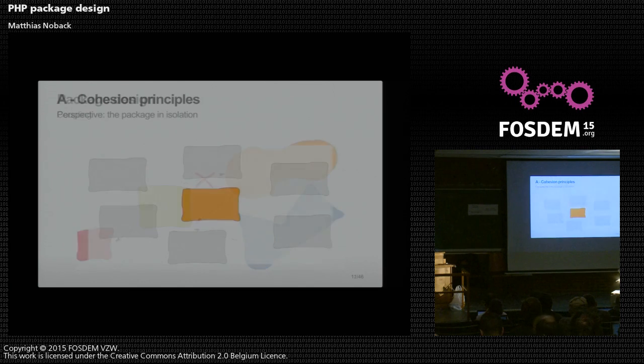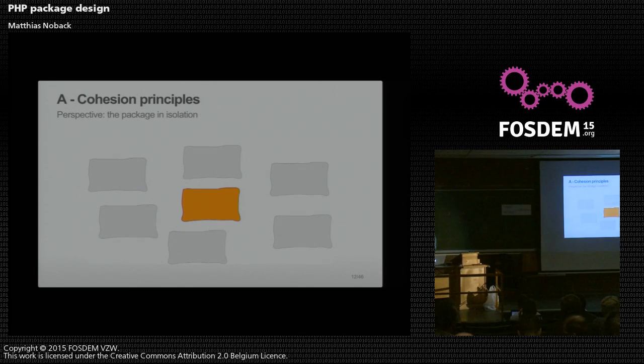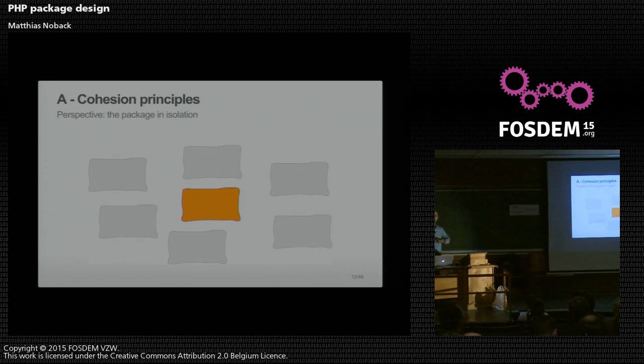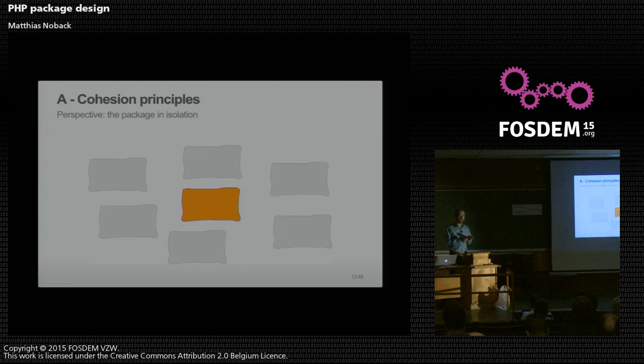So let's first take a look at the first three principles. They are about cohesion. What's important to keep in mind is that if you're talking about cohesion for packages, you only have to look at one package at a time. So cohesion is about one package, not about its relation with other packages at all. So the question is, what's inside a package, and does it belong there? Shouldn't it maybe be in another package, or should we combine several packages into one to have better cohesive packages?